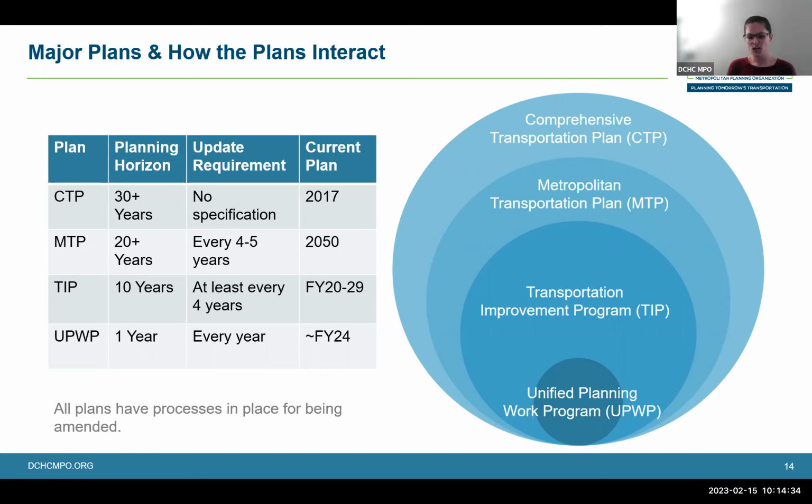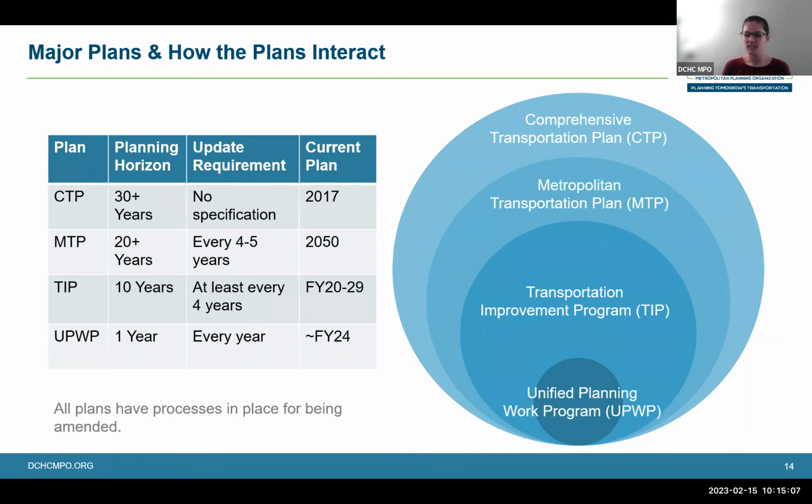There is no update requirement, although it can be amended and has been amended. And at this current point in time, our last update was in 2017. The next lower level is the MTP, which has a planning horizon of about 20 or so years. That is updated every 4 to 5 years. And it was just adopted, I believe, back in 2022. So it's pretty recent. And that is our 2050 plan.